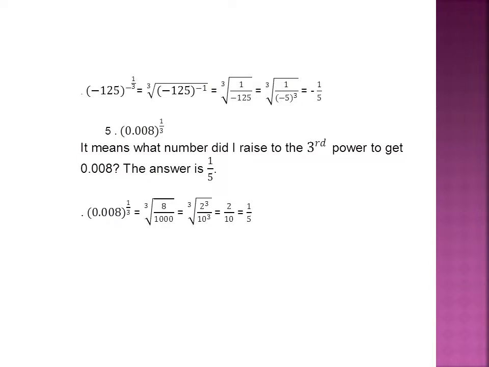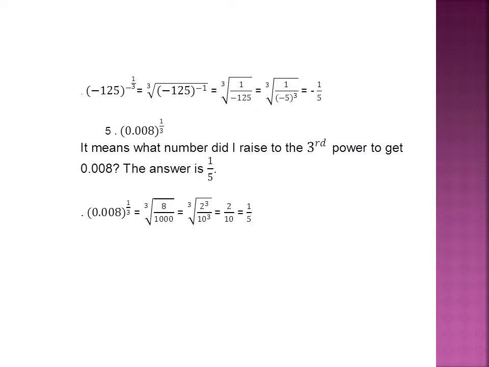And the cube root of 1 is 1. And the cube root of negative 5 to the power 3 is negative 5, because the cube root cancels the exponent of negative 5, so what will be left is negative 5. So therefore, the answer is negative 1 divided by 5.